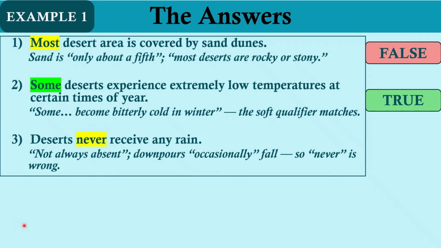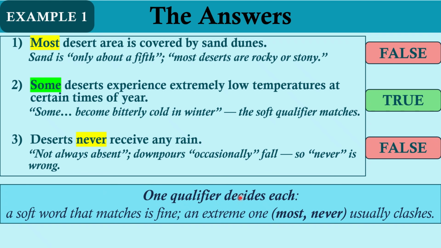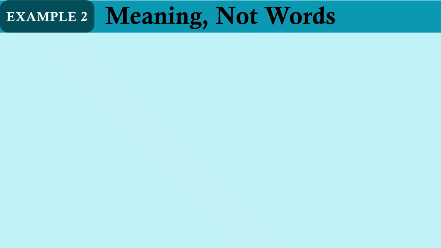Statement 3. Deserts never receive any rain. The text states that rainfall is not always absent and that downpours occasionally cause flooding. Because they do receive rain sometimes, the absolute word never is contradicted. The answer is false. Notice how a single qualifier decides the whole answer. Now let's look at paraphrasing.